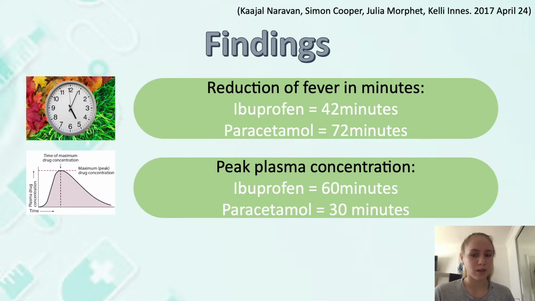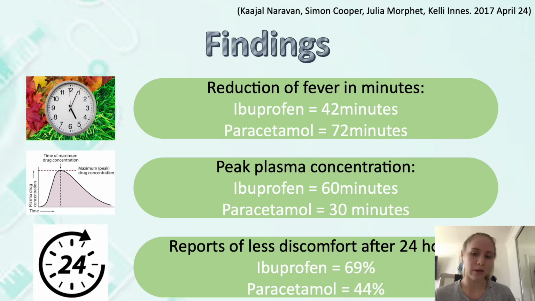When looking at the peak plasma concentration, which is the highest concentration of the drug in the blood after the dose is given, paracetamol reaches peak level at 30 minutes, whereas ibuprofen reaches peak level at 60 minutes. In this systematic review, the findings were unexpected, as ibuprofen appeared to reduce fever in the first 4 hours quicker than paracetamol. Ibuprofen had reports of less discomfort at 24 hours at 69%, and the children given paracetamol at 44%.